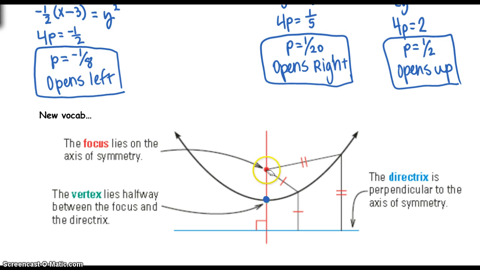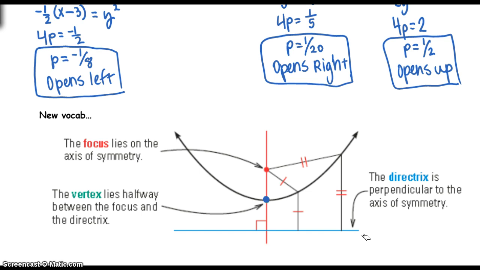Your focus will always be inside the parabola. Your directrix will always be on the other side. How I like to remember it is, whichever way your parabola is going, it doesn't matter if it's up, down, left, or right, the focus goes inside of it. So it's like a bowl, and you've got a little piece of food in it. So bowl and food. And then your directrix will go on the other side of it.